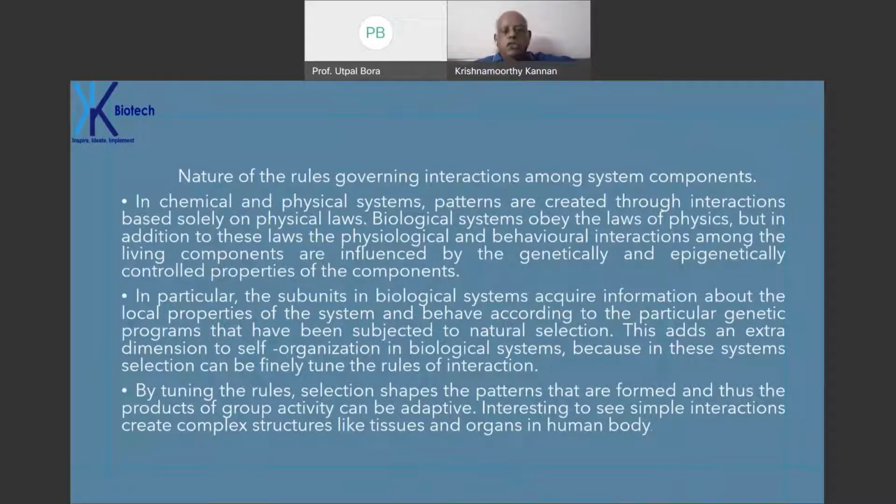By tuning the rules, selection shapes the patterns that are formed, and thus the products of group activity can be adapted. So it is interesting to see simple interactions create complex structures like tissues and organs in the human body. Please understand that there is what is called a self-organizing system, and that is what you must appreciate. I'll talk more about it a bit later.